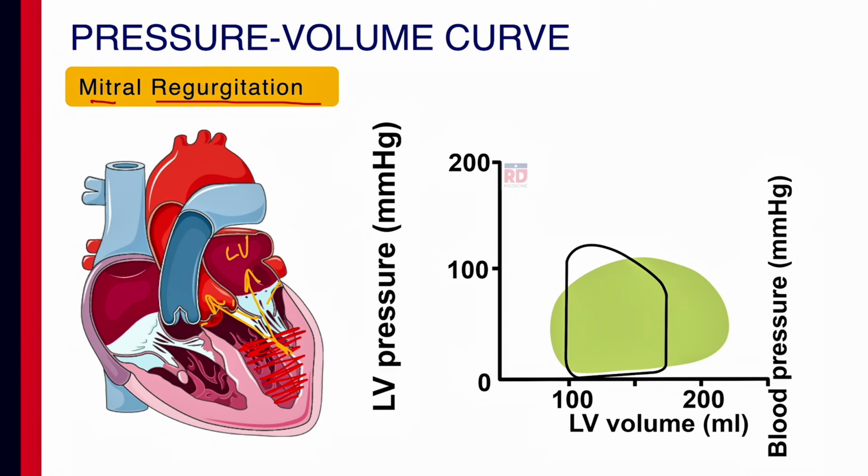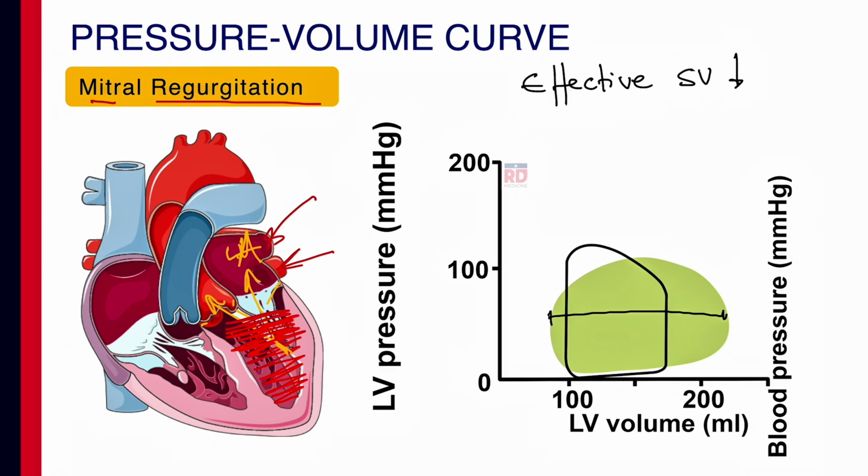First, during systole, the ventricle is contracting, but not all of that volume goes forward. Some leaks back into the left atrium. So the effective stroke volume is reduced, even though the total volume ejected, forward plus backward, might look high. And now, what happens during diastole? That regurgitated blood flows right back into the ventricle, along with the normal pulmonary venous return, so the ventricle fills with more blood than usual. This increases end-diastolic volume, or preload, which shifts the right side of the loop further out. You're dealing with volume overload.